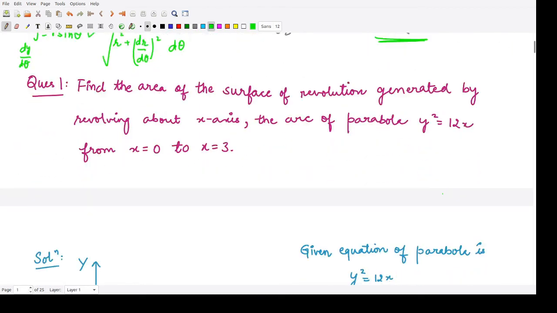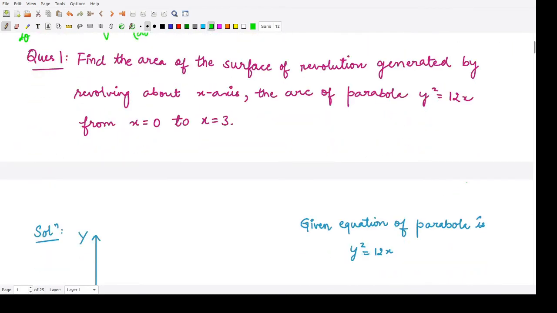So let us have a look at one question. The question says, find the area of the surface of revolution generated by revolving about the x-axis the arc of the parabola taken from the point x is equal to 0 to the point x is equal to 3. The parabola is given to be y square is equal to 12x. You have to calculate the surface area of revolution.